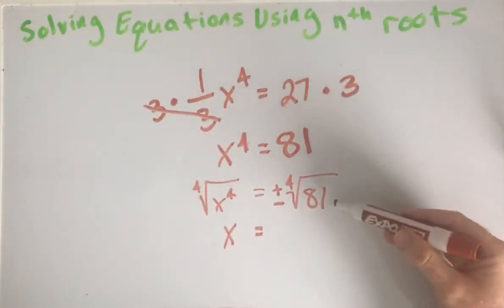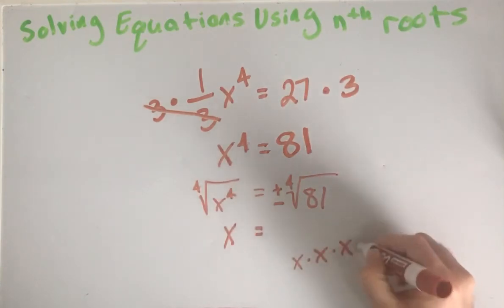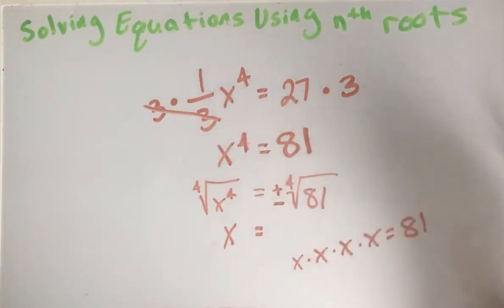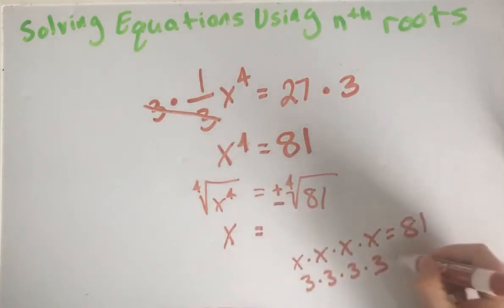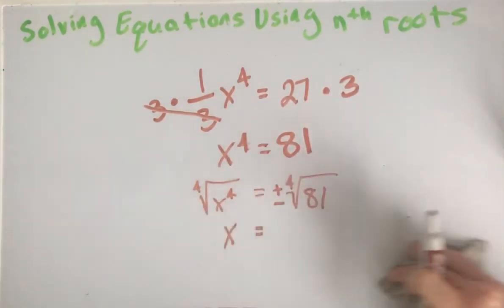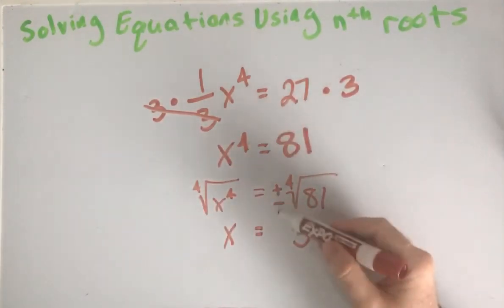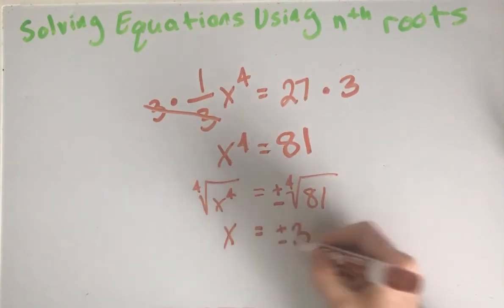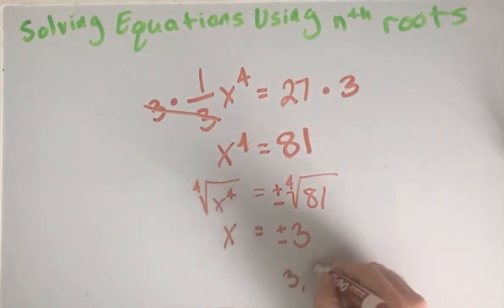Now I need to figure out the 4th root of 81. Well, what times what times what times what equals 81? Well, 3 times 3 times 3 times 3 equals 81. So the 4th root of 81 is 3. But because it's plus or minus, it's plus or minus 3. Or you could write that also as 3 and negative 3.